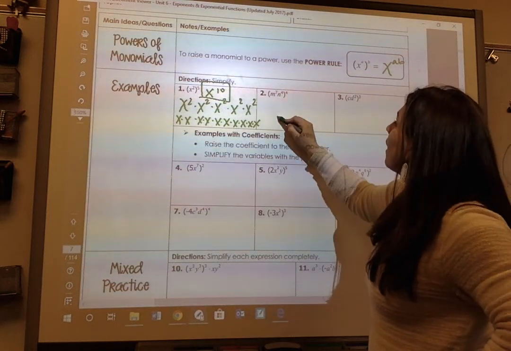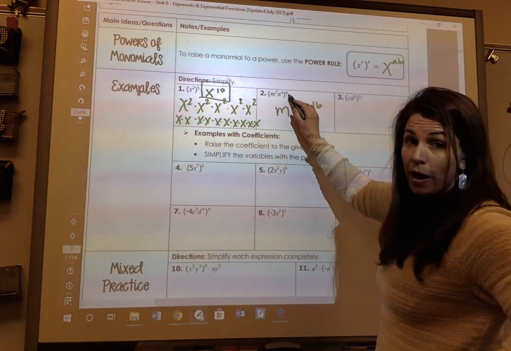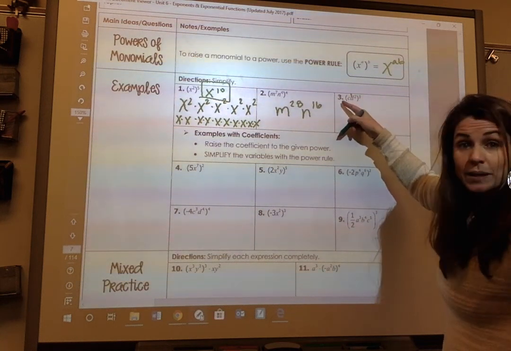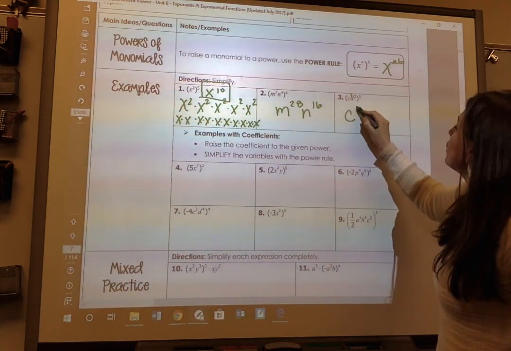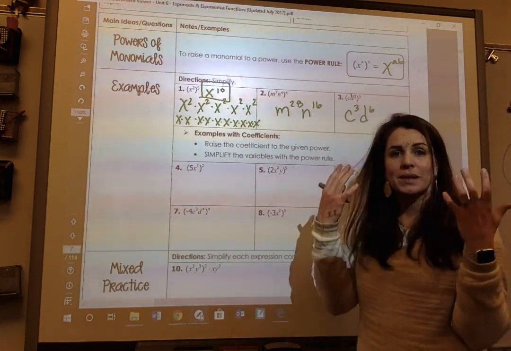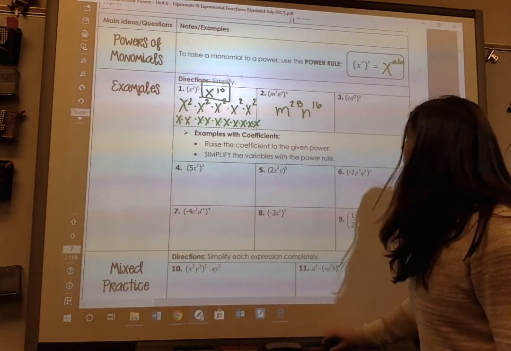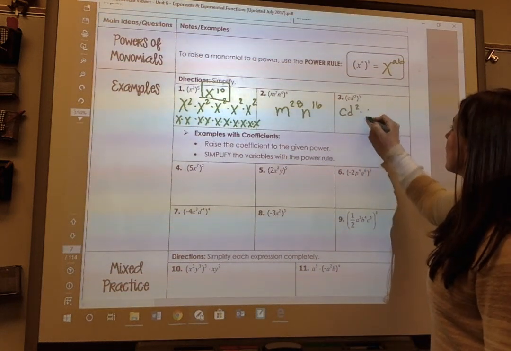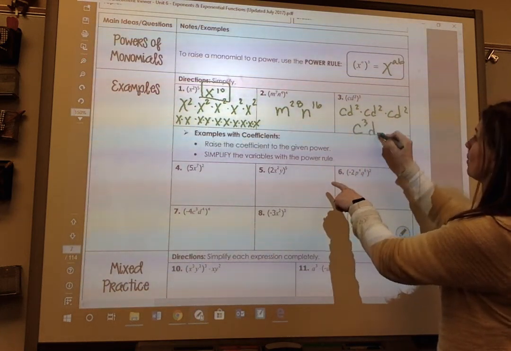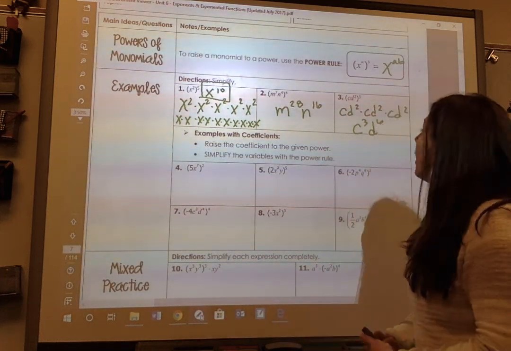So if we look over here, I have m to the 28th, n to the 16th. An exponent raised to a power means multiply. Over here, remember, it is understood for it to be c to the first power. So c to the third power, d to the 6th. And again, if you get lost at the beginning because this is new, you can write it in expanded form. Because if we looked at this, what does it really mean? It means cd squared times cd squared times cd squared. And how many c's do you have? 3. And how many d's do you have? 6. So no matter how you do it, you're still going to arrive at the right answer.